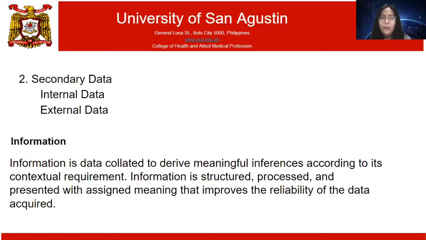What is information? Information is the data collated to derive meaningful inferences according to its contextual requirement. Information is structured, processed, and presented with assigned meaning that improves the reliability of the acquired data. Information also ensures that there remains no uncertainty or undesirable outcomes. In essence, information exists to systematize relevant and timely data to inform or develop ideas.